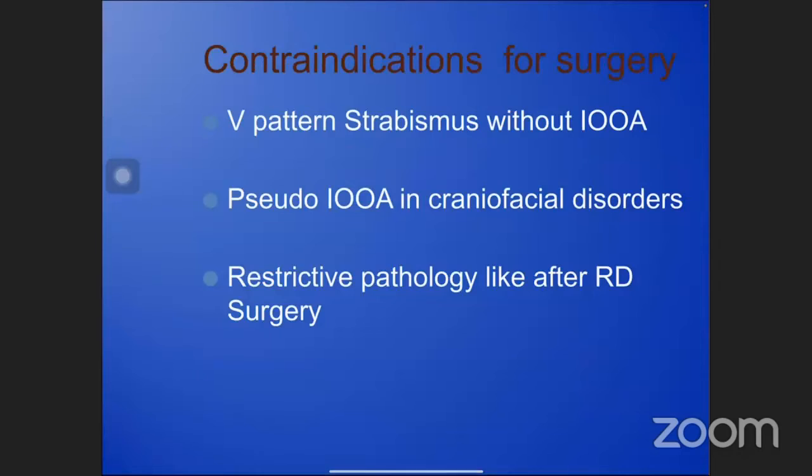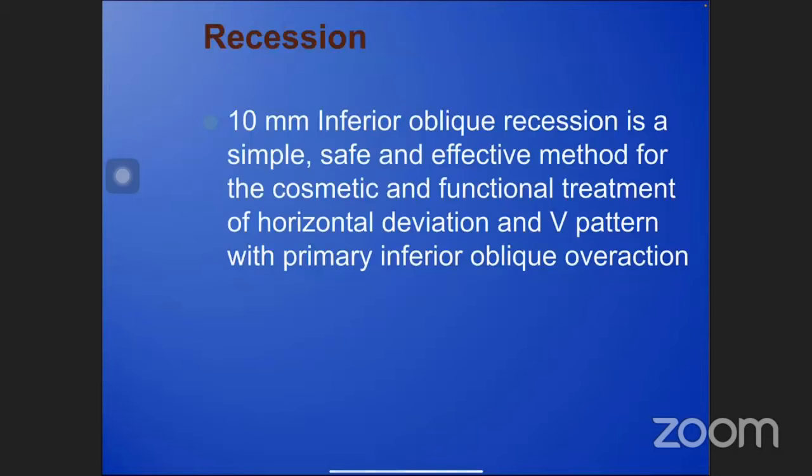So what are the contraindications for this surgery? V pattern strabismus without inferior oblique overaction, pseudo inferior oblique overaction, and restrictive pathologies, like after RD surgeries. So basically, this recession technique is a good technique, and we have published our data regarding 10 mm inferior oblique recession in the Indian Journal of Ophthalmology, and it is a simple, safe, effective method for cosmetic and functional treatment of horizontal deviations and V pattern with primary inferior oblique overaction.